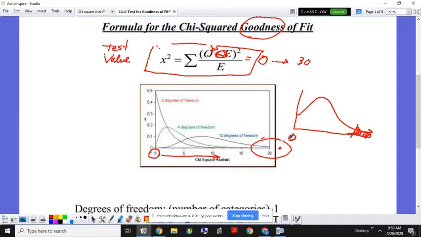If you're a perfect match at 0, maybe here you're a little off, here even more off. Here's where your critical value is going to be, and we're going to get it from that chi-square chart. And this is where you're going to start rejecting. This is where you're going to say that my observed and expected are so far off that something's wrong with it, that they're not going to be evenly distributed. Okay, so today's an evenly distributed one.